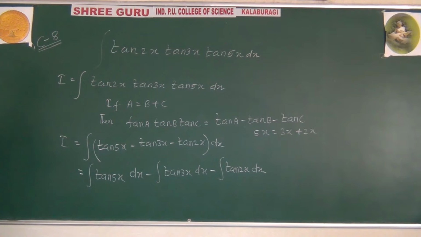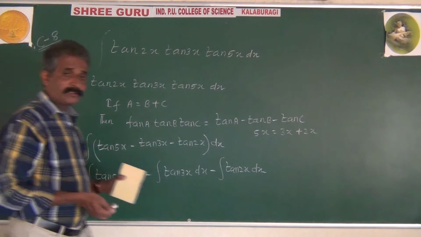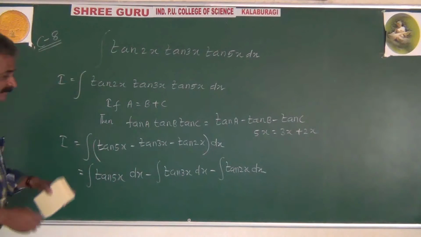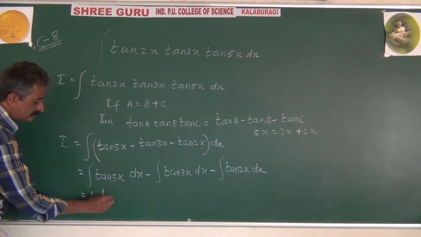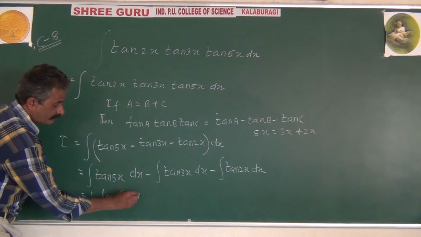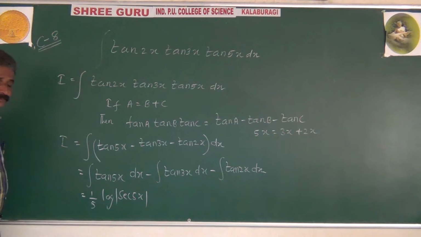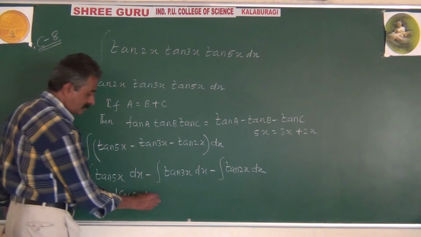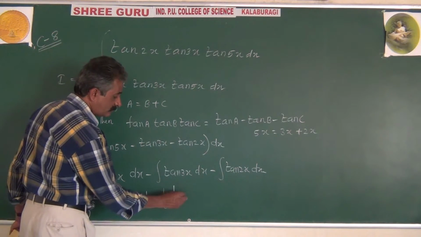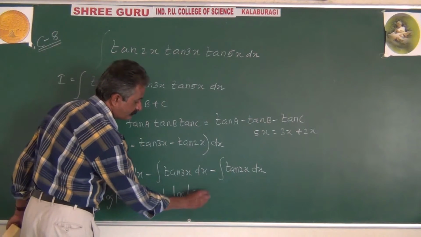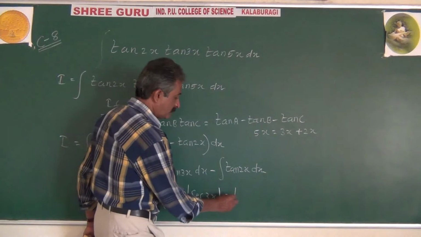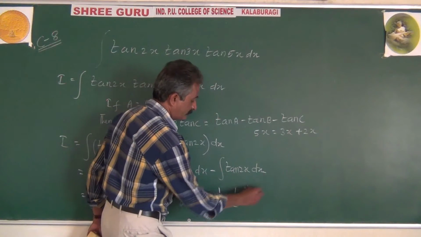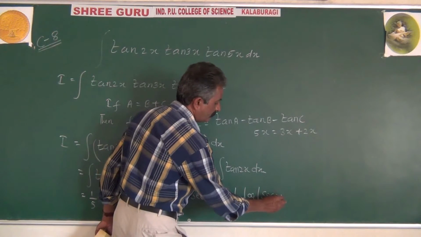So we have a formula. What is integration of tan x? Log secant x divided by the coefficient. Here coefficient is 5, so 1 by 5 log secant 5x. You can insert modulus, but no need. Similarly, minus 1 by 3 log modulus of secant 3x minus 1 by 2 log modulus of secant 2x plus constant.